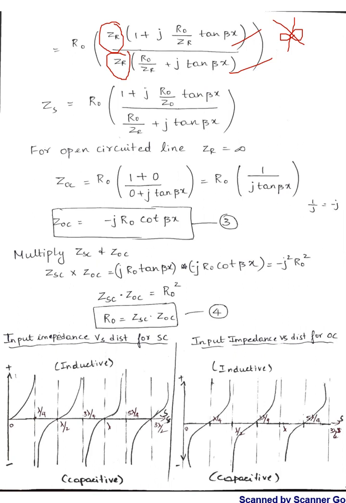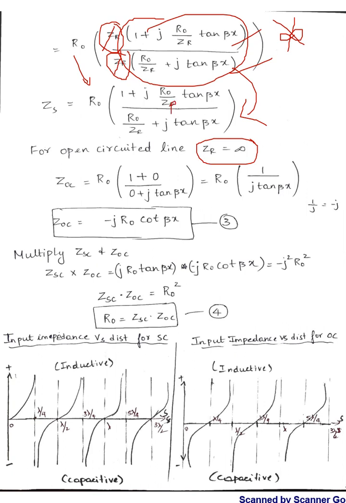And after that, I'm going to cancel this ZR and ZR term. So the remaining equation will be, I'm going to write this R naught similarly, and this part will be the same. Only ZR and ZR terms will be cancelled. So as I said earlier, for open circuit line, ZR will be infinity. Now wherever I have ZR, I'm going to replace it by infinity. Actually here it is ZR, not Z naught.